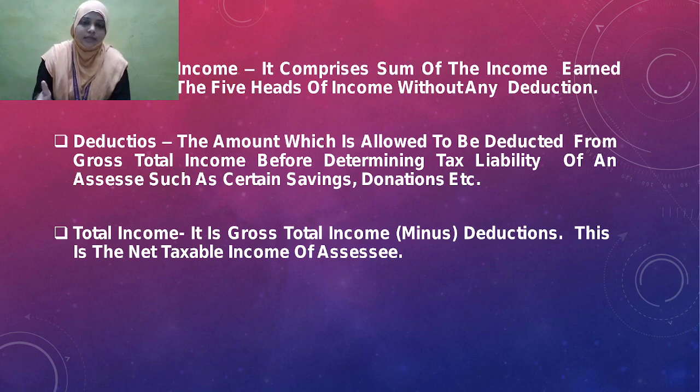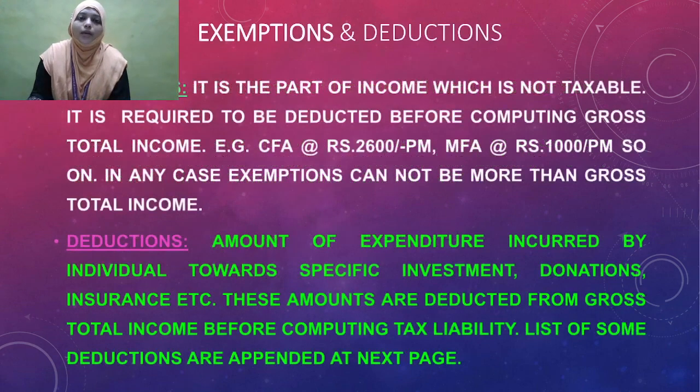And the next one is total income. The gross total income, less the deductions which we receive out of donations and certain savings, is the net taxable income of the assessee. Next comes exemptions and deductions, which play a major role in income tax. The assessees, the taxpayers, could claim their exemptions and deductions under these heads.